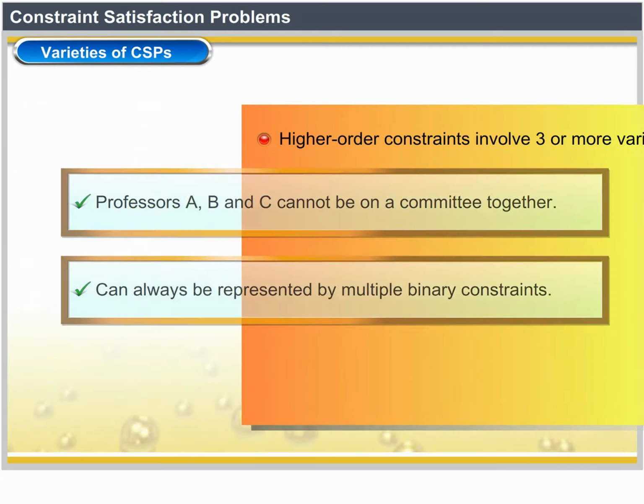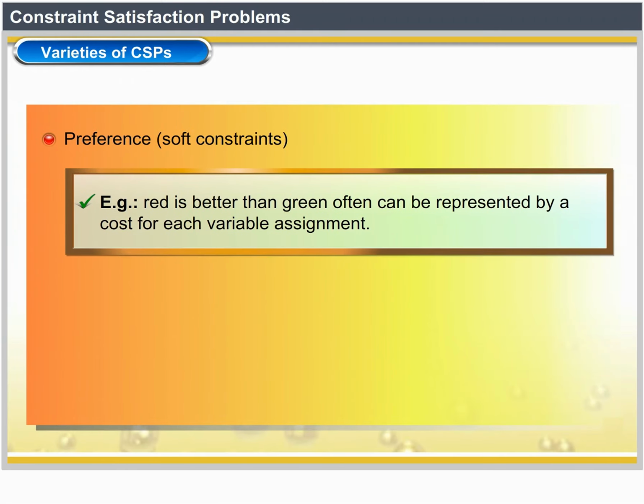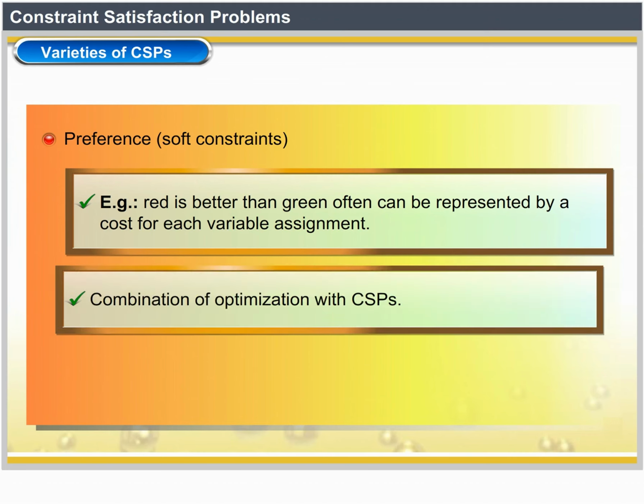Preference or soft constraints. Example: red is better than green. This can often be represented by a cost for each variable assignment. This is a combination of optimization with CSPs.